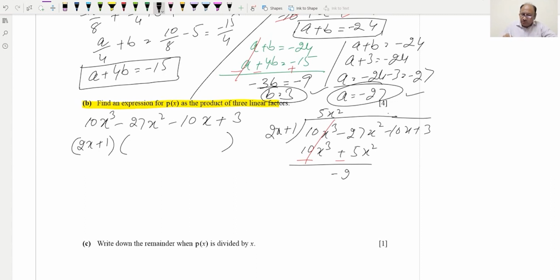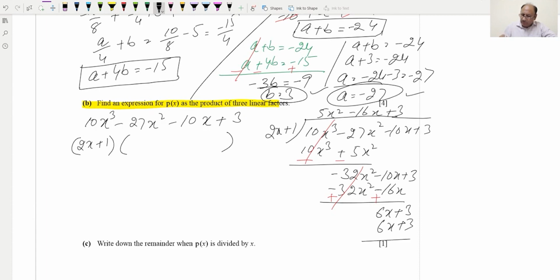We will get minus 32x squared minus 10x plus 3, and now we divide by minus 16x, so it will be minus 32x squared and minus 16x. Again we change sign and cancel, so this will be 6x. We can write 6x plus 3, and now we multiply by plus 3, so this will be 6x plus 3. Change sign and cancel, so these are all cancelled.